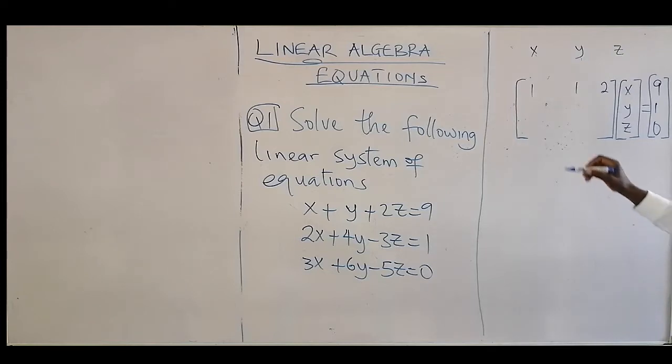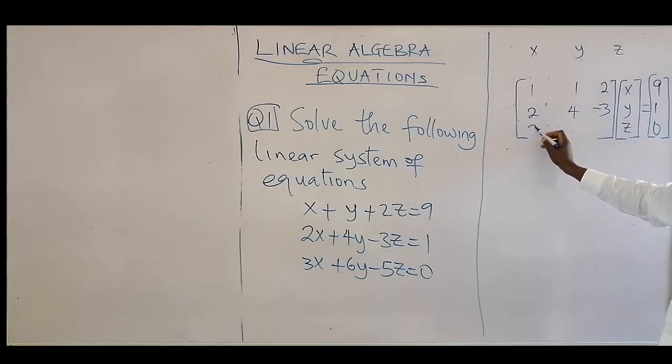For the second equation, the coefficient of x is 2, that of y is 4, that of z is minus 3. The last equation, the coefficient of x is 3, y is 6, and z is minus 5. So we have succeeded to write it in matrix form, which is the first step in solving a linear system of equations if you are using the Gaussian elimination method.